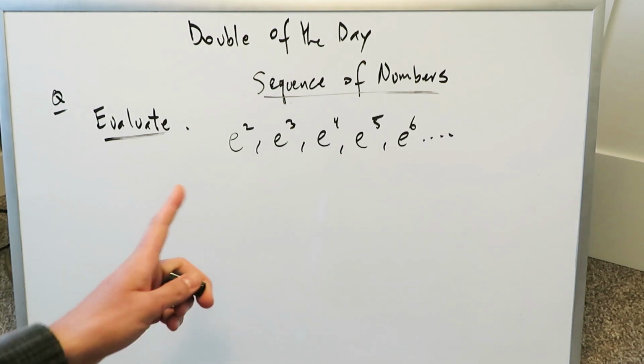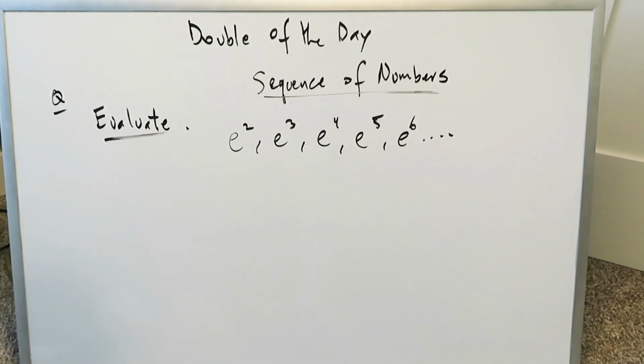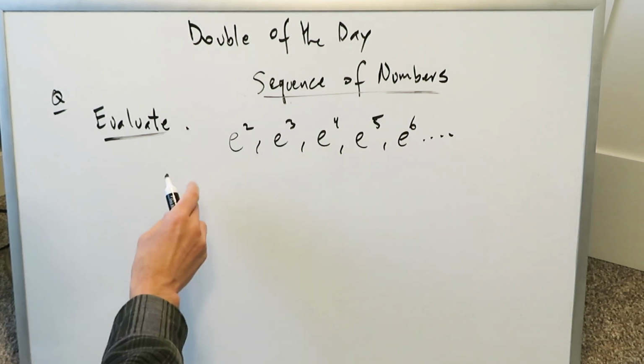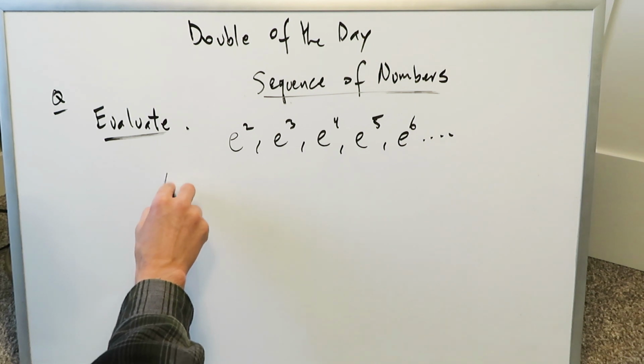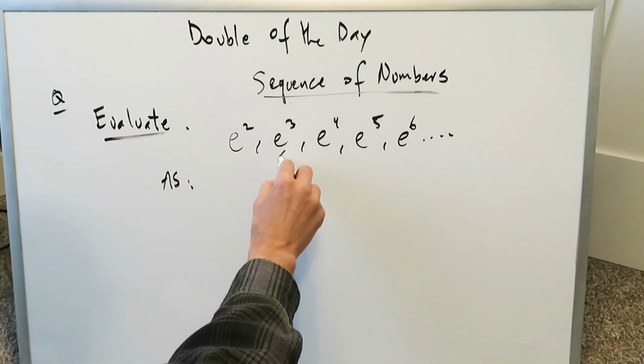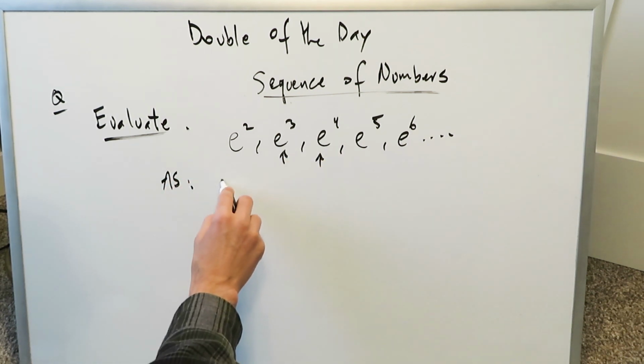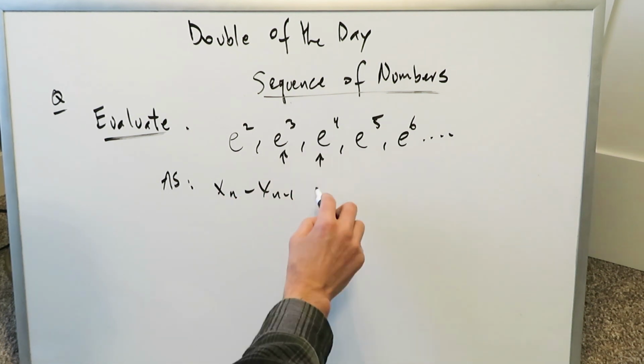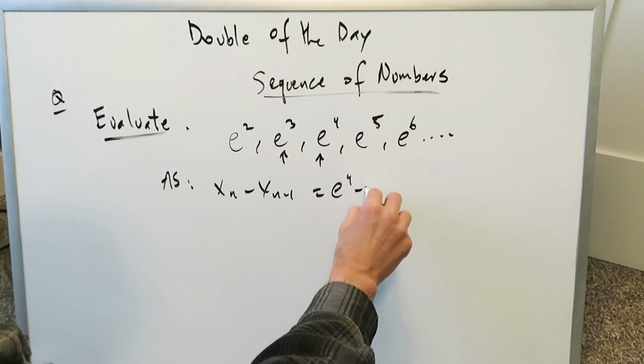Let's look at this sequence: e squared, e cubed, e to the 4, e to the 5, e to the 6. You know what the series is. The exponent is increasing by 1 each time. Arithmetic sequence, is it or not? Pick these 2 items. We'll do x to the n minus x to the n minus 1. You'll do e to the 4 minus e cubed.